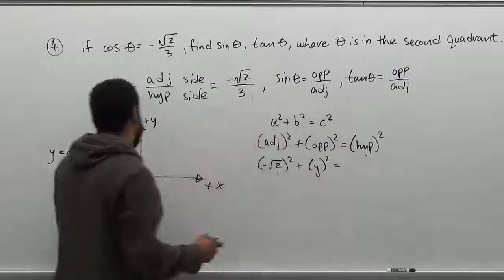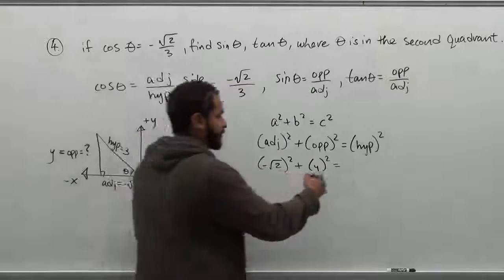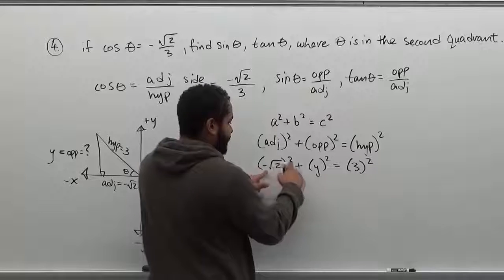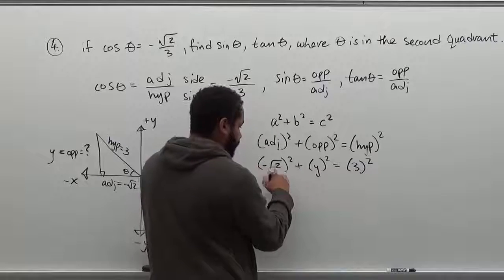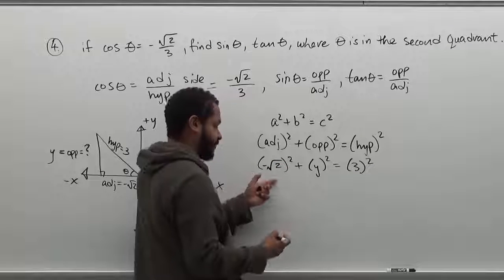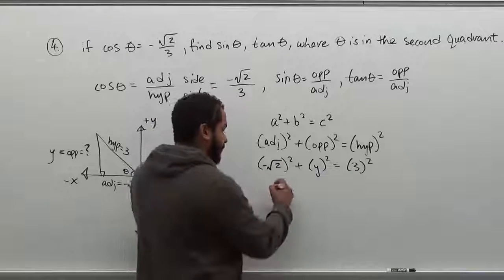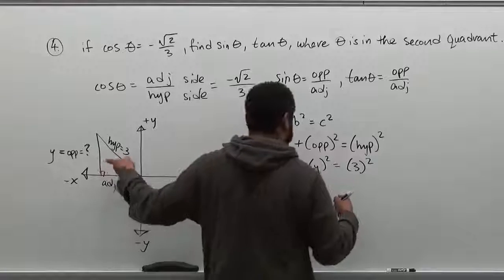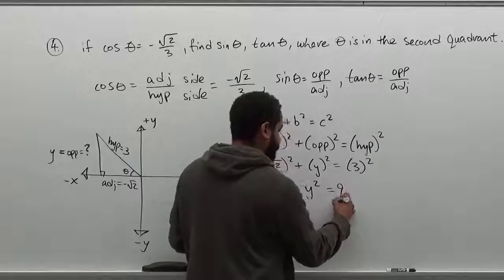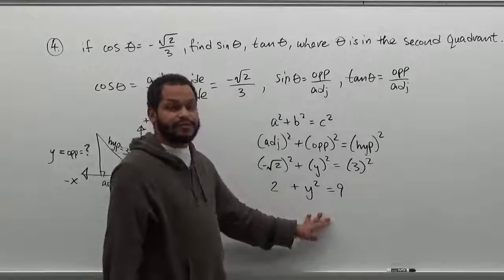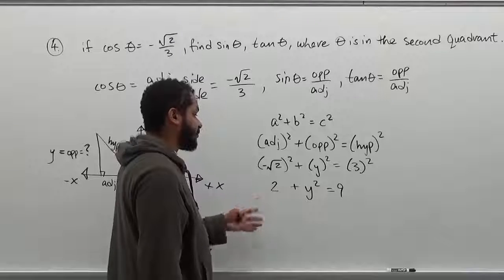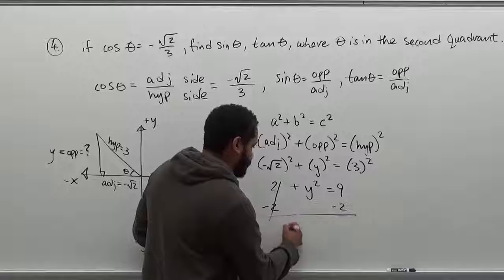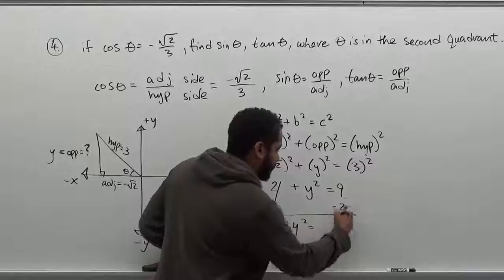And the hypotenuse we already know to be 3. So we're going to plug in the 3 here as well and square that. So this becomes, a negative squared is always positive. The square root of 2 squared is the square root of 4, and we know the square root of 4 to be 2. So we got a 2 here, plus the y value squared of the triangle, equals 9. Now all we have to do is solve for y squared. Particularly what we want to do here is subtract 2 from both sides. The 2's cancel, and we get y squared is equivalent to 7.